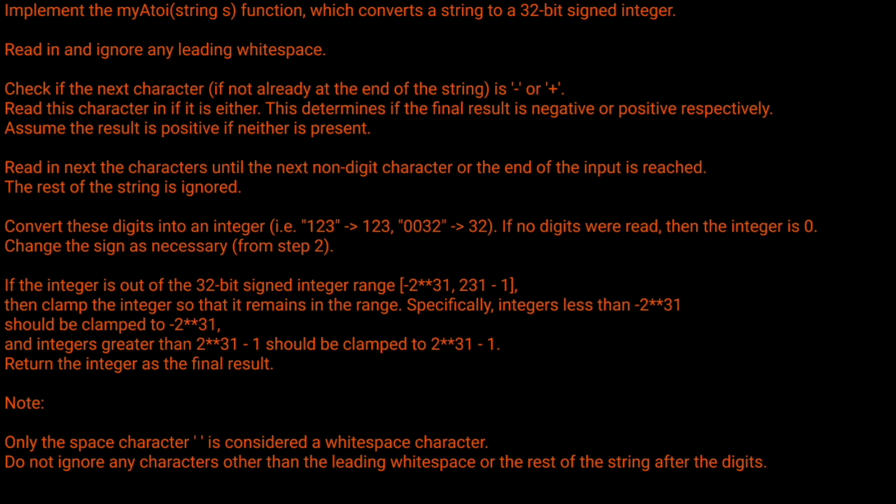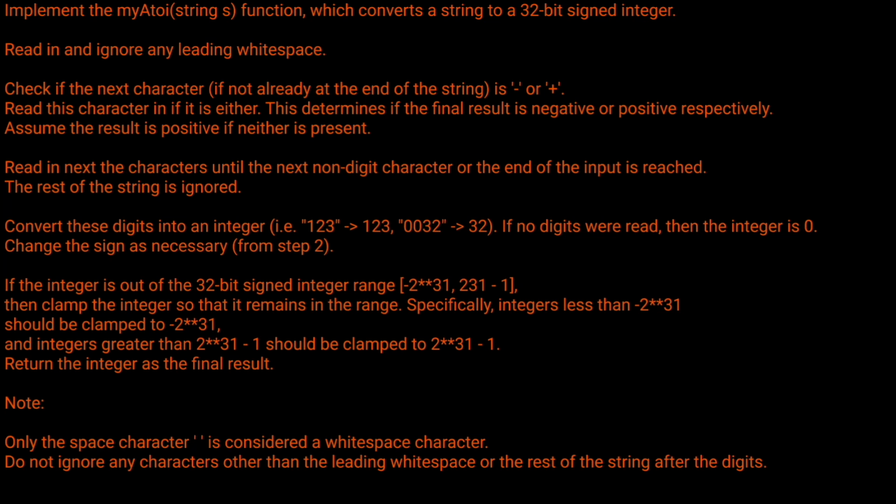What we want to do is read in and ignore any leading white space. Then we want to check the next character, if not already at the end of the string, is a minus or a plus. We can read this character in if it is either. This determines the final result being positive or negative. Assume the result is positive if neither is present. Then read in the next characters until the next non-digit character or the end of the input is reached. The rest of the string is ignored.